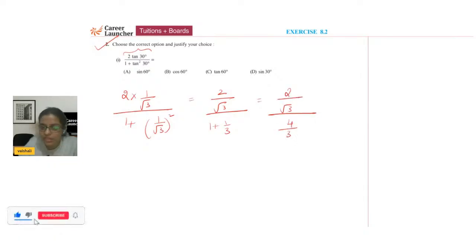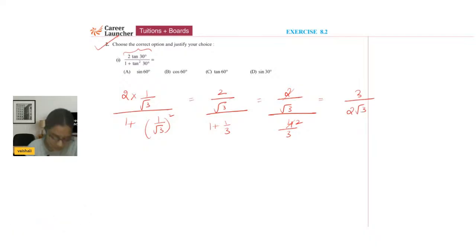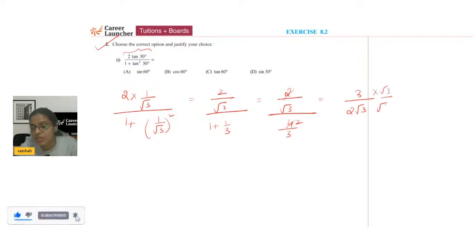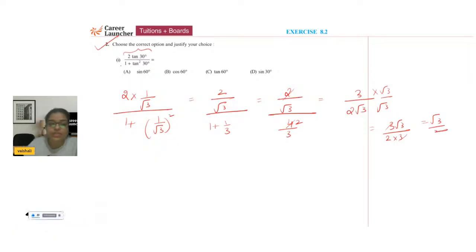How is it looking? So 4 by 3, or I can cancel this out. So 3 divided by 2 under root 3. So this is what my expression is looking like on the other side. And if we rationalize this, how much is it coming out to be? 2 into 3, I'm cancelling this out, which is under root 3 by 2. And we know, as a matter of fact, under root 3 by 2 is the value of sine 60 degrees. Right? And this is the correct option as per the calculation.